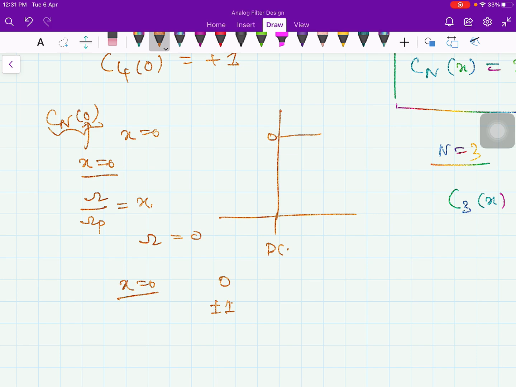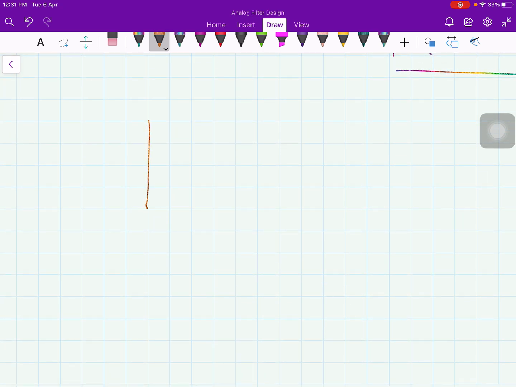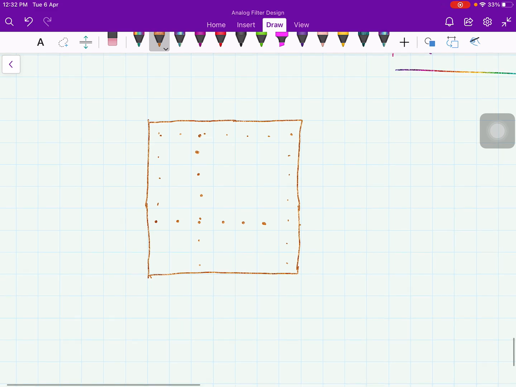Okay, so let me draw a picture. Let me draw a square. Maybe I will make it a little bigger. Is it a square? No. Okay, this side. Okay, so it looks like something.